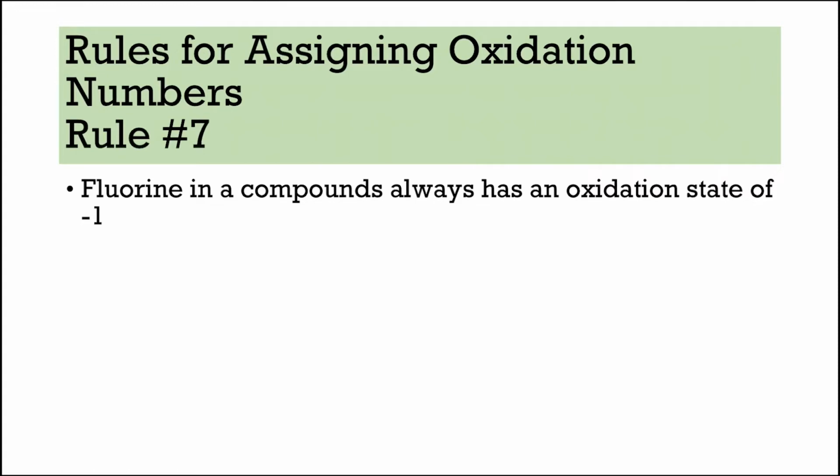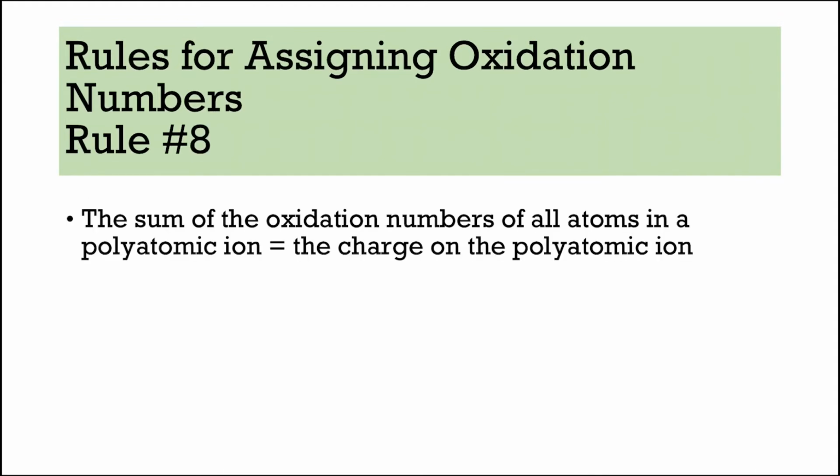Number 7, fluorine is always -1. If you look at group 17, so that column number 17 on the periodic table, a lot of these halogens do have multiple oxidation states, but fluorine is only -1. Number 8, if you have a polyatomic ion, so let's say OH- or something else, the sum of these oxidation states would be the charge of that polyatomic ion.